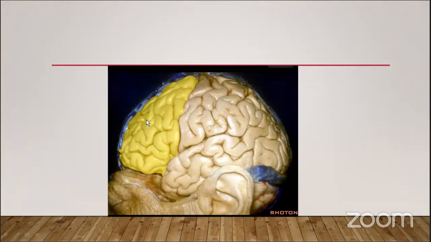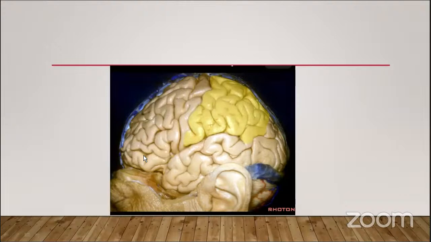One of them is the superior frontal sulcus, which separates the superior from middle frontal gyrus, and the other one is the inferior frontal sulcus, which divides the middle frontal gyrus from the inferior frontal gyrus. This is the part of the parietal lobe that has been highlighted. I'm not going into detail for today.